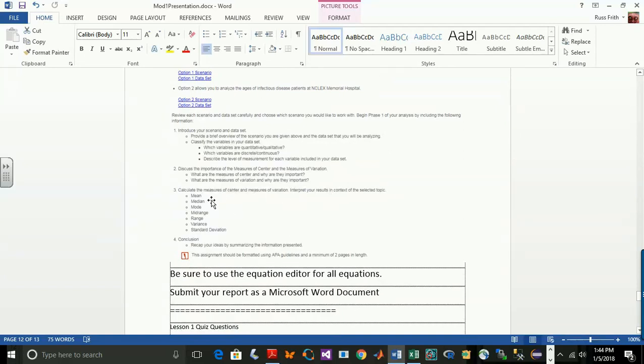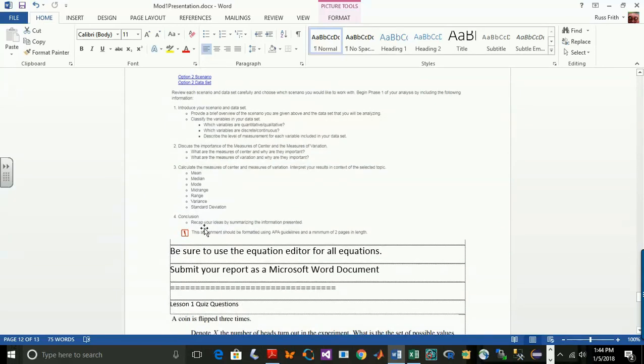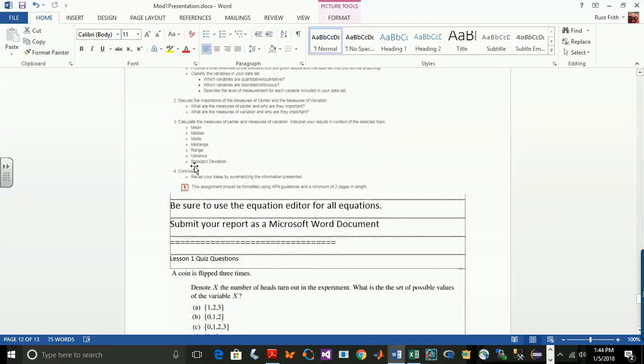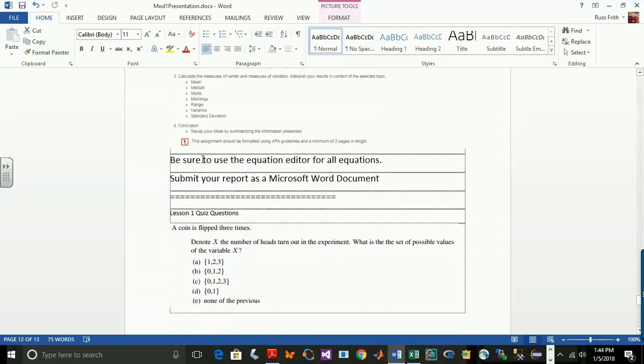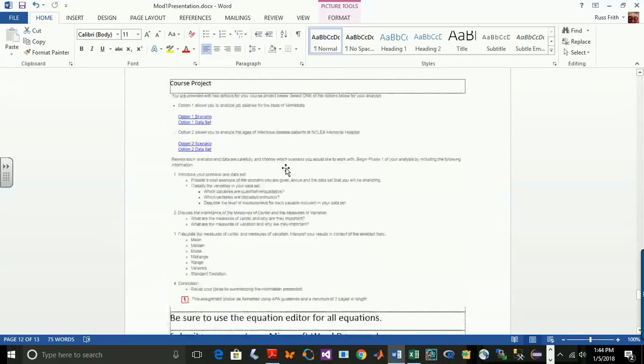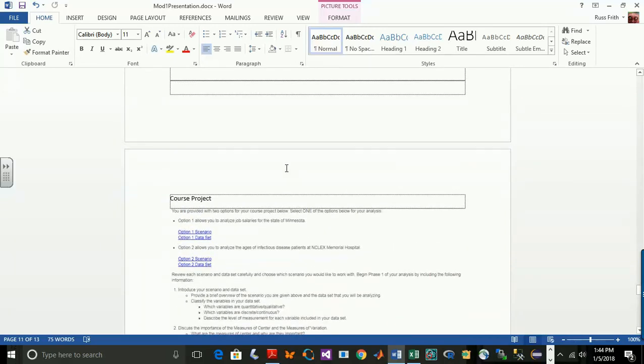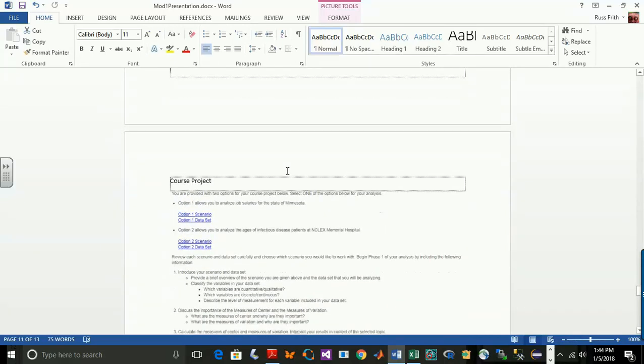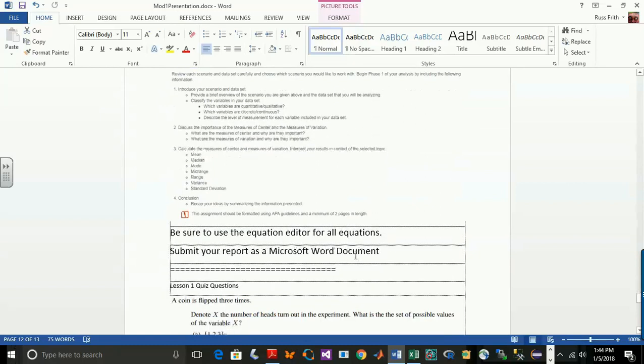So here you go. You want to calculate the mean, median, mode, mid-range, range, variance, and standard deviation. Recap your ideas by summarizing the information presented. Now, one thing that I require in your reports here, make sure you note these two items. Be sure to use the equation editor for all equations and submit your report as a Microsoft Word document. Now I realize that a number of you probably aren't familiar with the Microsoft Word equation editor. You need to become familiar with that.